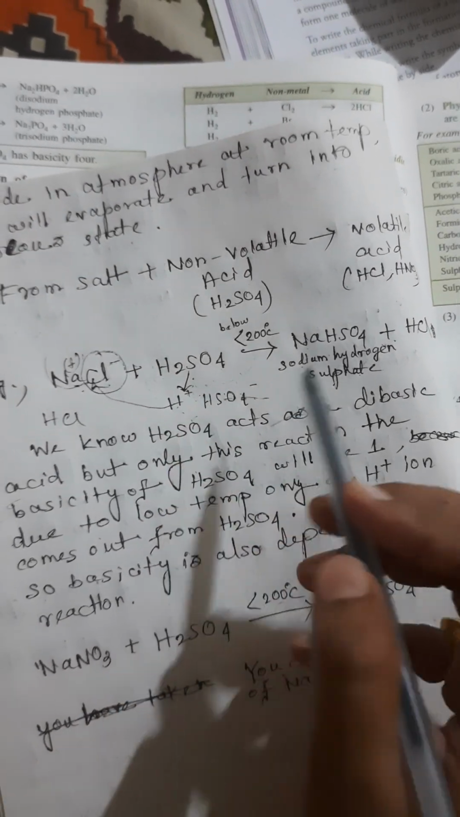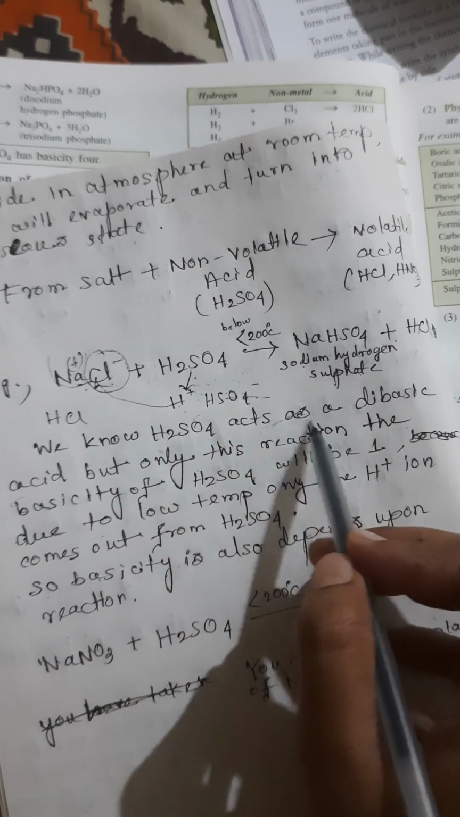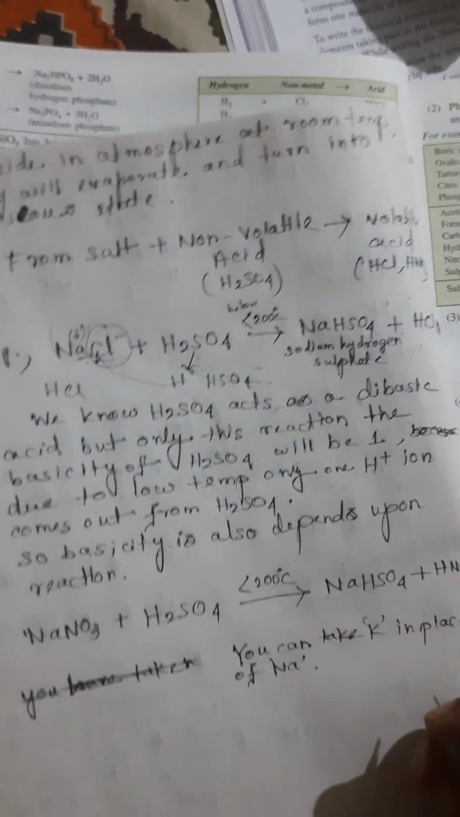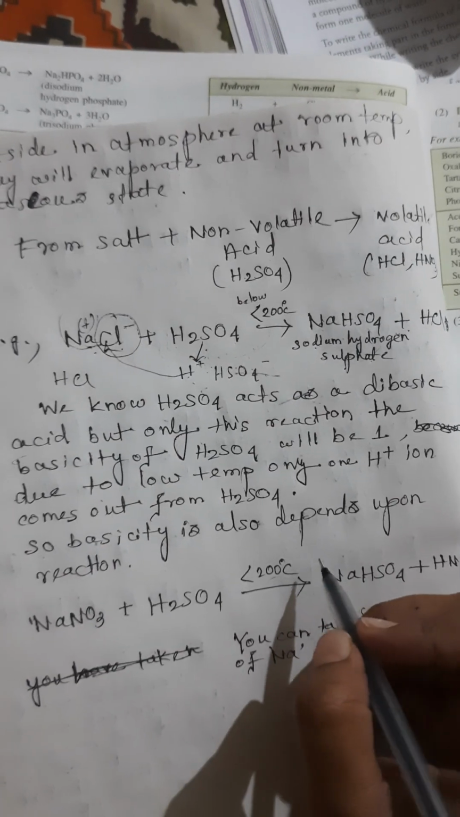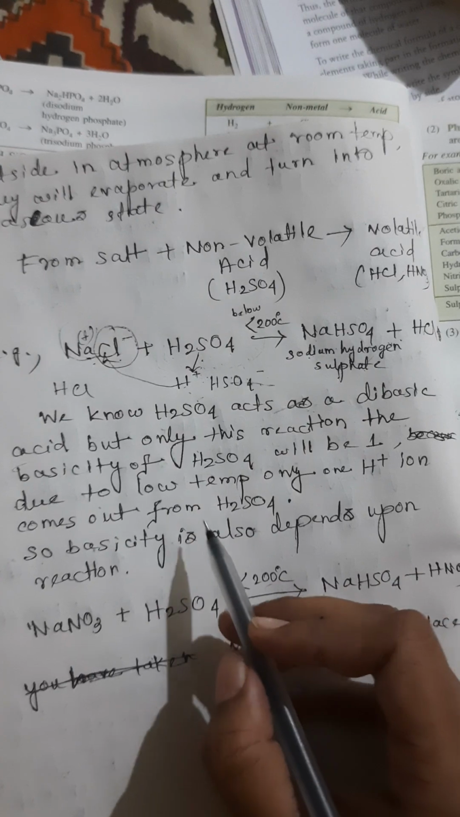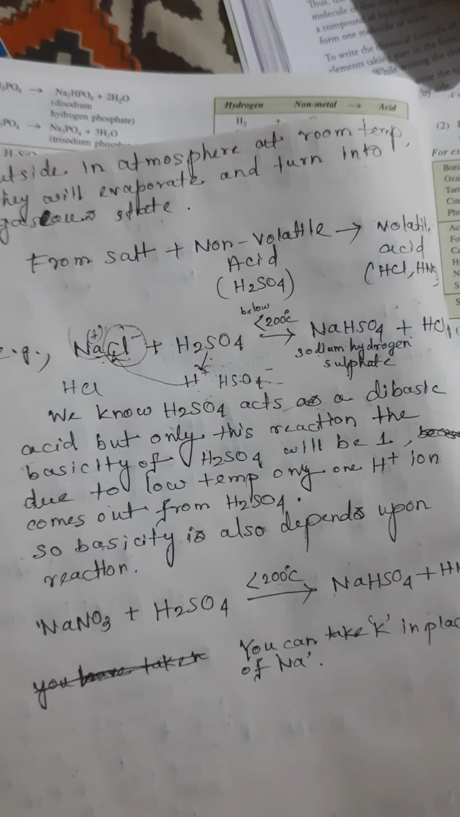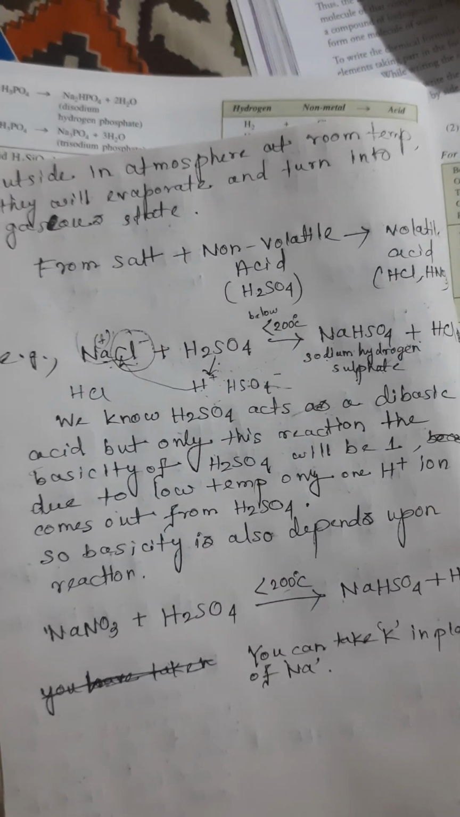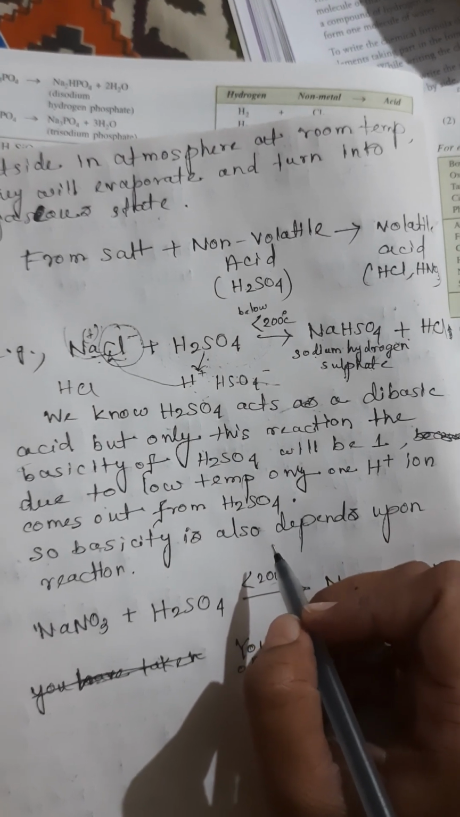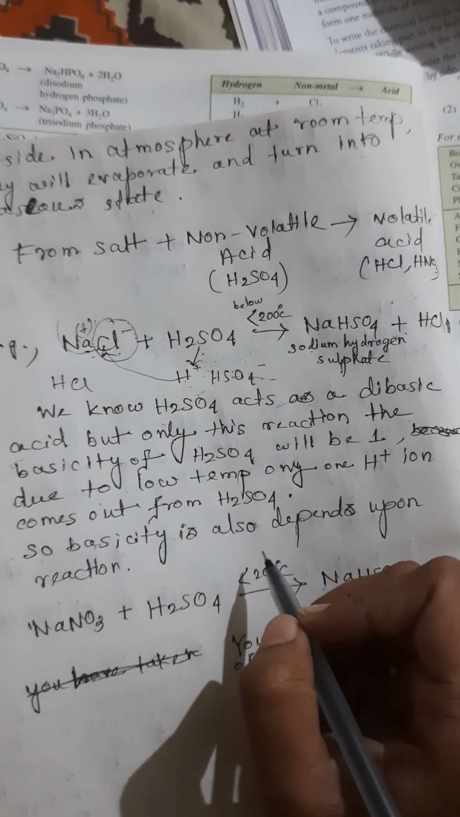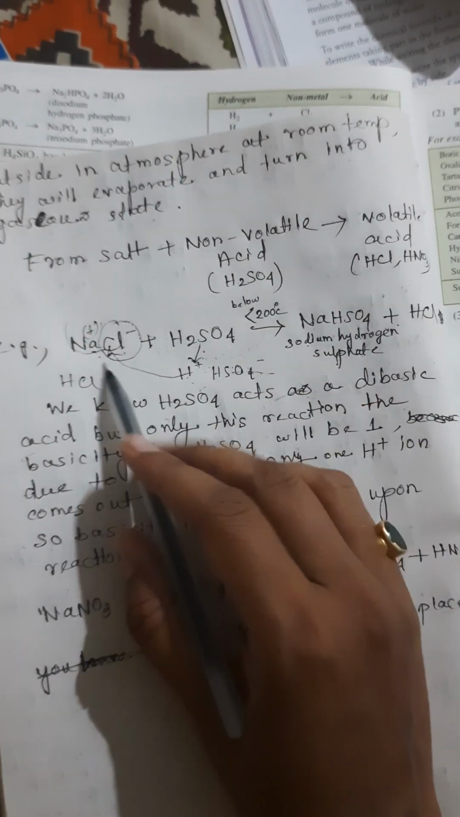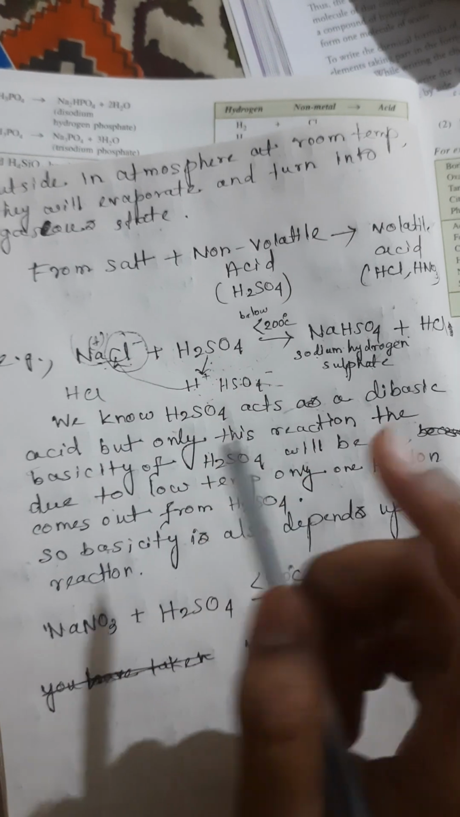Is this clear? We know H2SO4 acts as a dibasic acid, but only in this reaction the basicity of sulfuric acid will be 1. Why? Due to the low temperature, only one H plus ion comes out from H2SO4. Is this clear? So basicity also depends upon the reaction. Okay, so in this reaction, the basicity of sulfuric acid will be 1.